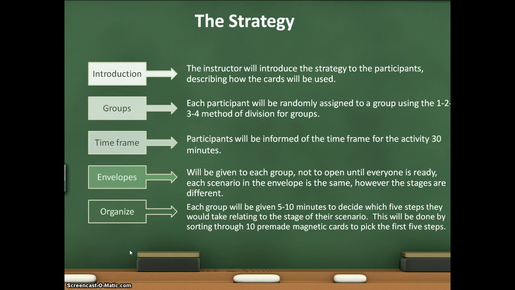Envelopes will be given to each group, not to open until everyone is ready. Each scenario in the envelope is the same, however the stages are different according to the scenario. Each group will be organized into a time frame where they will take 5 to 10 minutes to decide which 5 steps they would take relating to the stage of their scenario. This will be done by sorting through 10 pre-made magnetic cards to pick the first 5 steps.